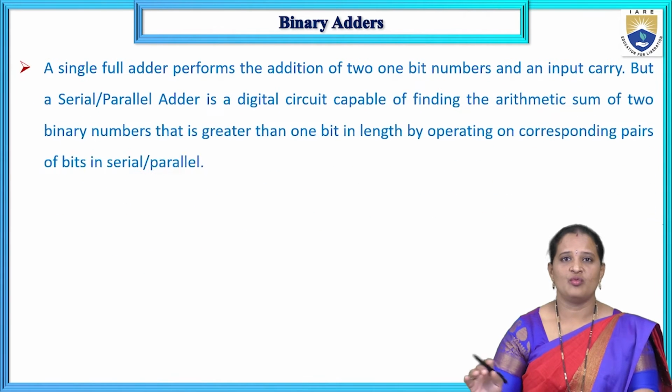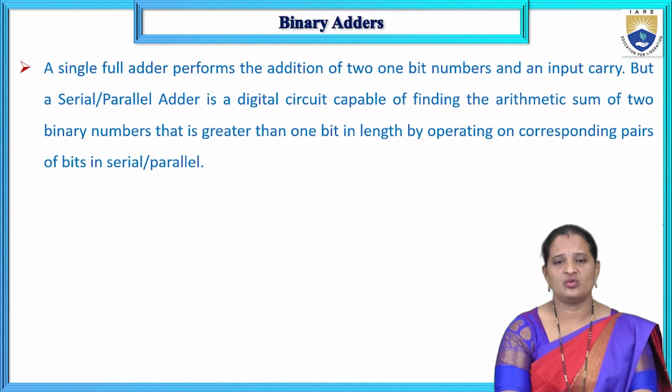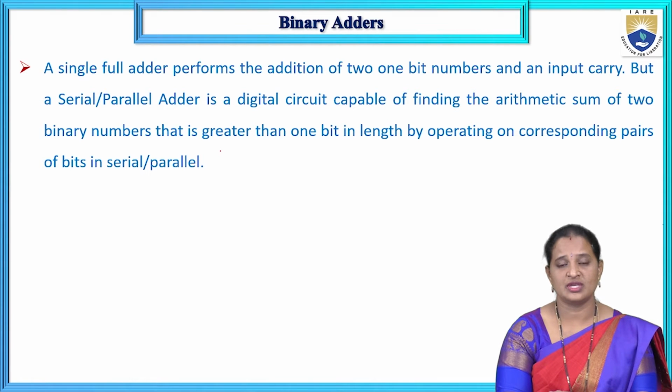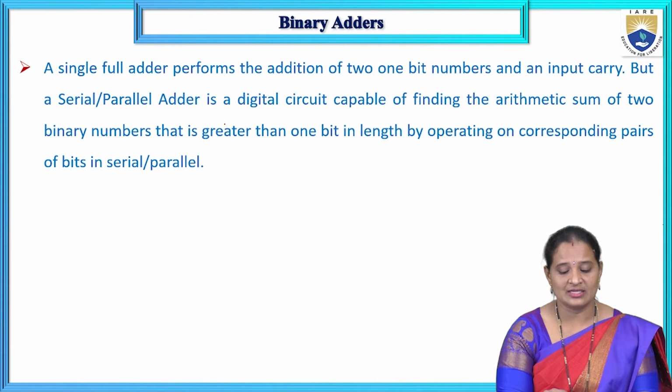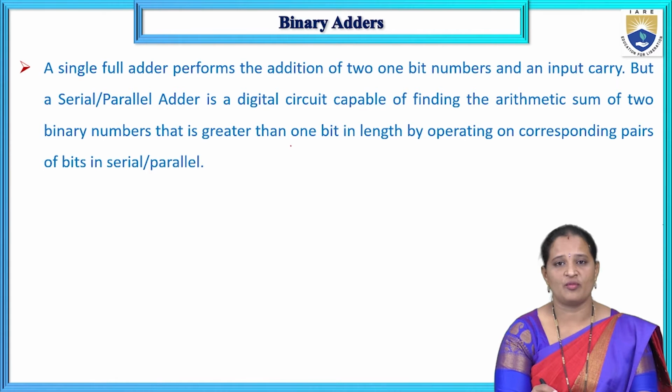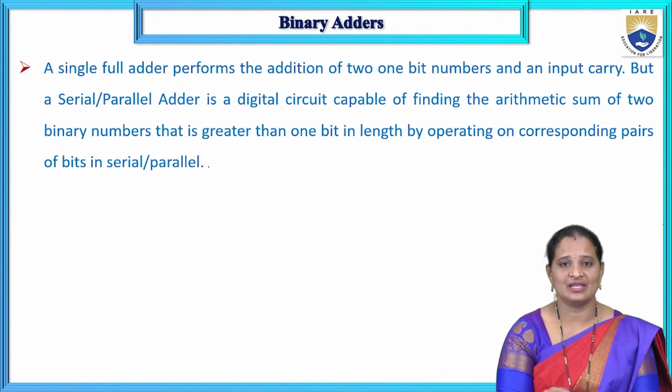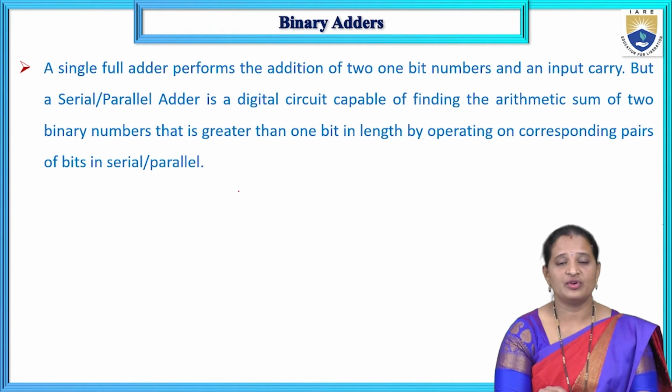So, first, let us see what a binary adder is. As we all know, a half adder can perform the addition of two 1-bit numbers, whereas the full adder can perform the addition of two 1-bit numbers and one input carry. But a serial adder or parallel adder is a digital circuit which is capable of performing arithmetic operations like addition and subtraction of two binary numbers having more than 1 bit.